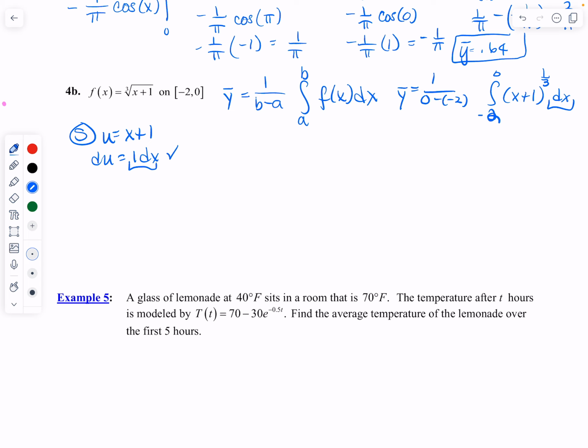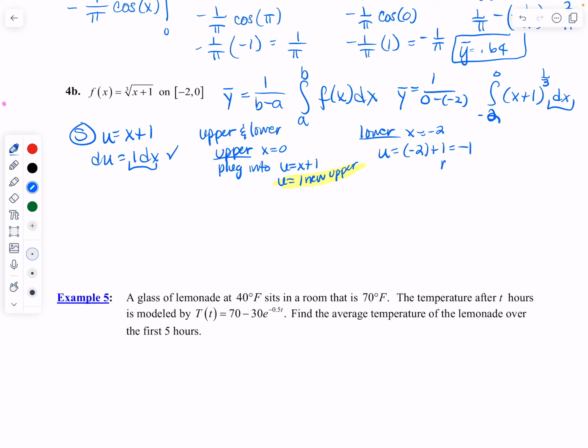But I have to take care of the upper and lower limits. So the upper limit, remember, was 0. So I'm going to plug that into the u formula, which is u equals x plus 1. So u equals 1. This is my new upper limit. So I'm going to go ahead and put highlighter on that. And then I'm going to look at the lower one. So I'm going to let x equal -2 and plug it into u. So u equals -2 plus 1, which is -1. That's my new lower limit.